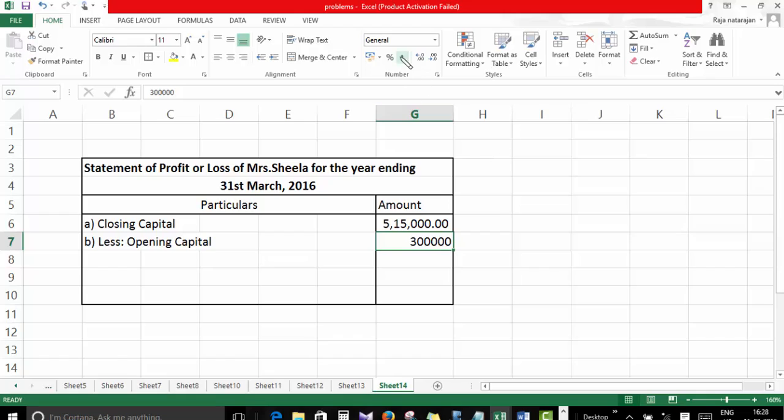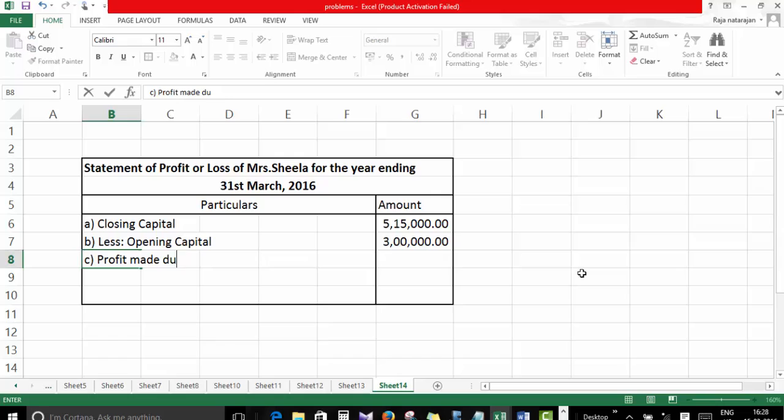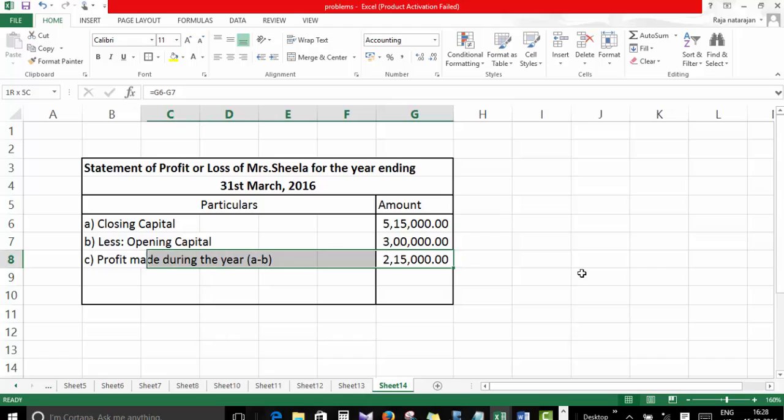So this tells us that your opening capital had moved to closing capital, from 3 lakh to 5 lakh 15. The difference between A and B is nothing but the profit made during the year. Profit made during the year is A minus B, and it is 5 lakh 15,000 minus 3 lakh. So you can say the profit made by Sheila during the year is 2 lakh 15,000.